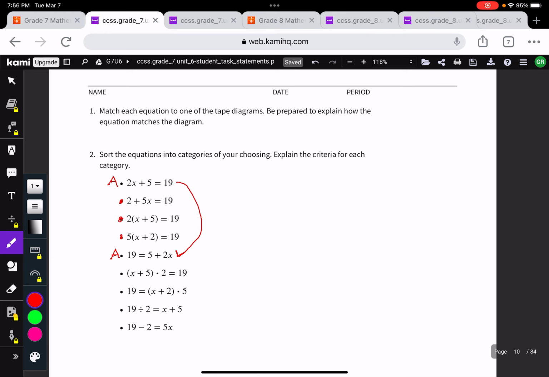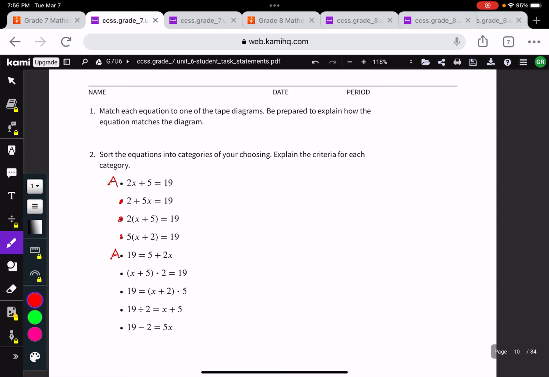These two are the same, believe it or not. 19 is the same as 2x plus 5, or 5 plus 2x. 2x plus 5 is the same as 5 plus 2x, just like saying 3 plus 2 is the same as 2 plus 3. So those two, I believe, are the two correct answers here.